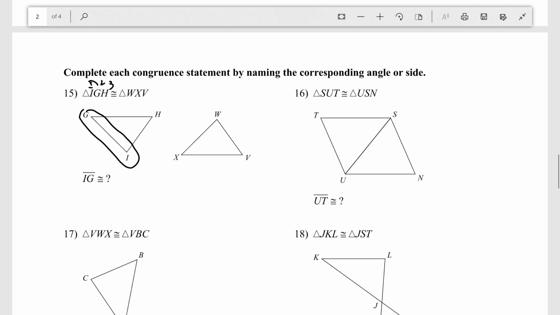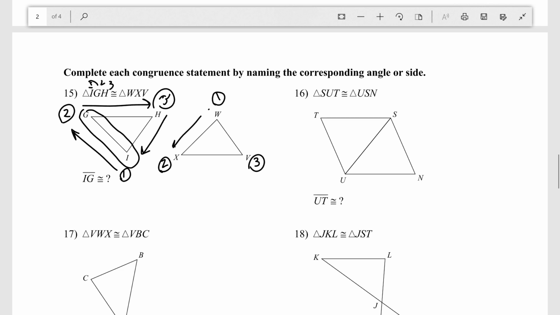So I is the starting point, number 1. Then it goes to G, 2. And then it goes to H, 3. Okay? It will follow this order. And in order to get your corresponding pieces of your triangles, you have to follow that order. So in my triangle statement, it is congruent to W is in the first place, X is in the second place, and then V is in the third place. So this is the order that I have to go.